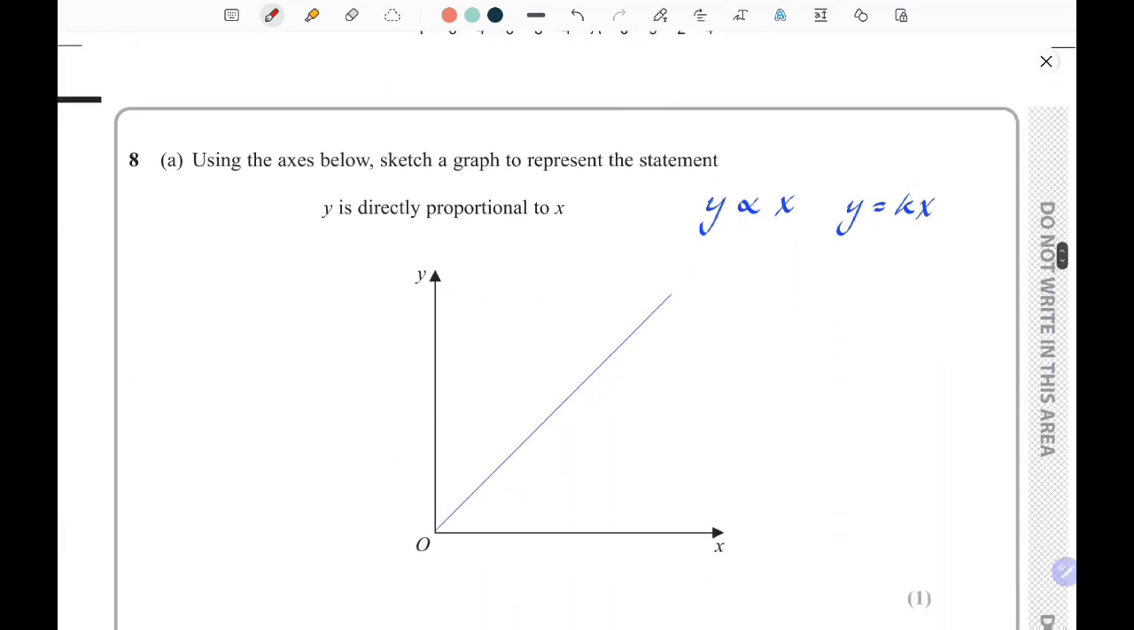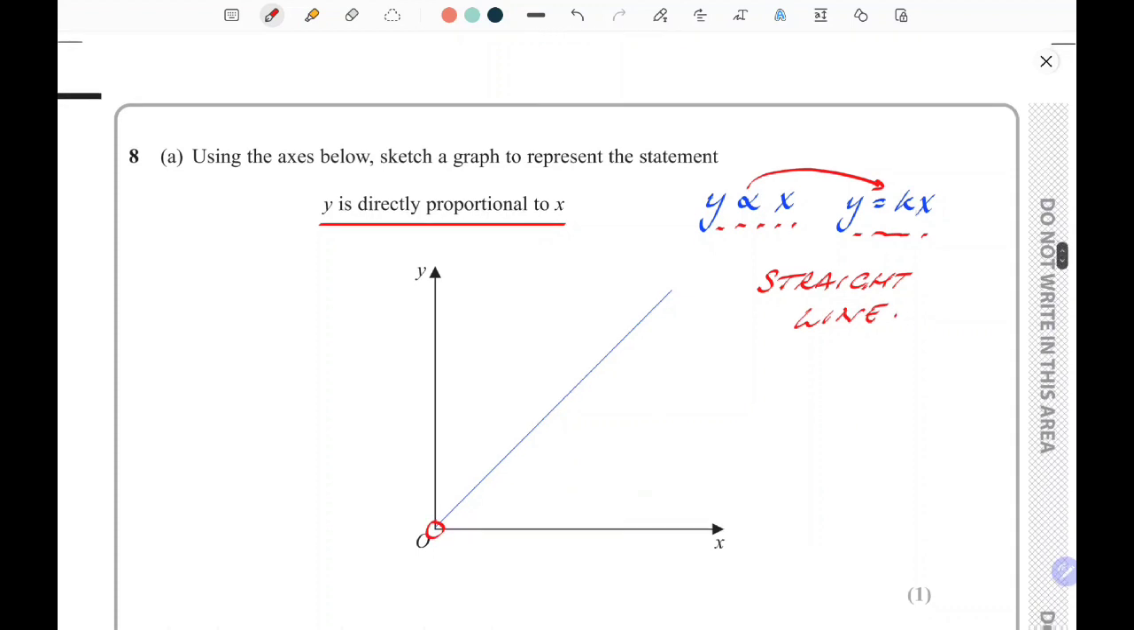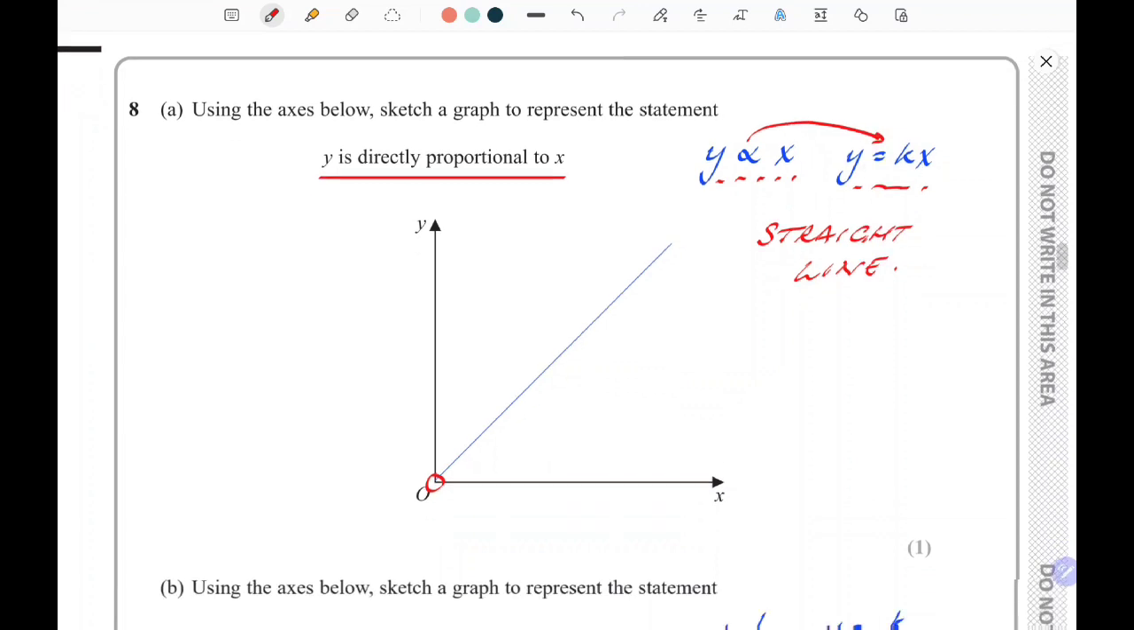Now we've got a sketch thing with proportionality. Y is directly proportional to X, it says. So Y is proportional to X, and we can replace the proportional sign with equals K times. So Y is effectively some number times X, and sketching that is just a straight line. Nice and simple. And it must go through the origin, because according to this, when X is 0, Y must be 0.